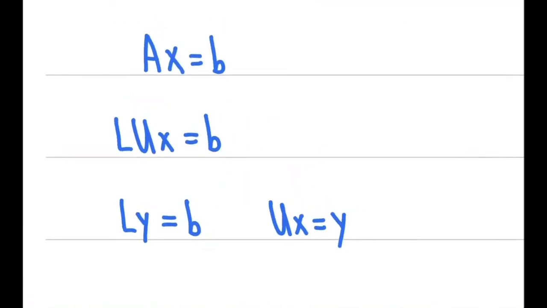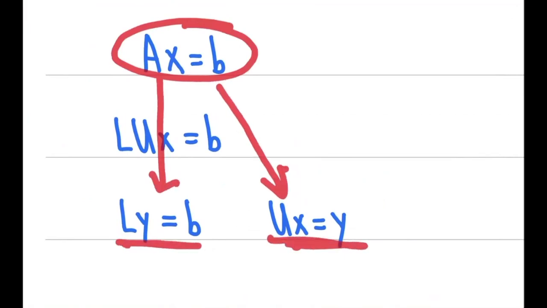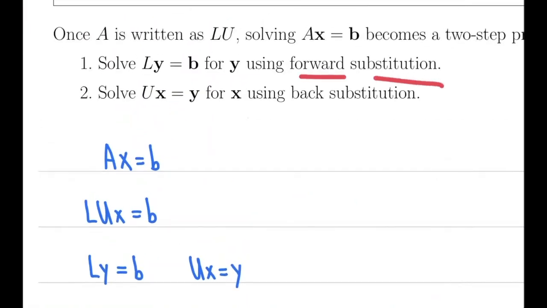So basically what I did is I got this complicated system of linear equations and I broke it up into two baby systems of equations. Now these are very easy to solve because it's just a lower triangular matrix and an upper triangular matrix. So for LY equals B, you just have to use forward substitution. And for UX equals Y, to solve for X, you just need to use back substitution. It's just a baby system of equations now.